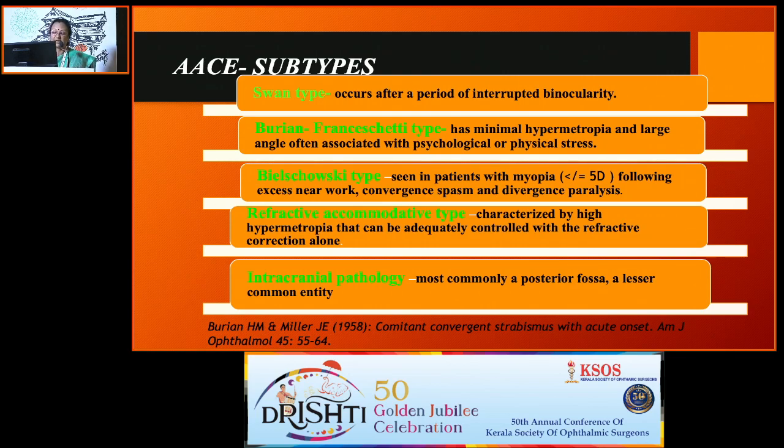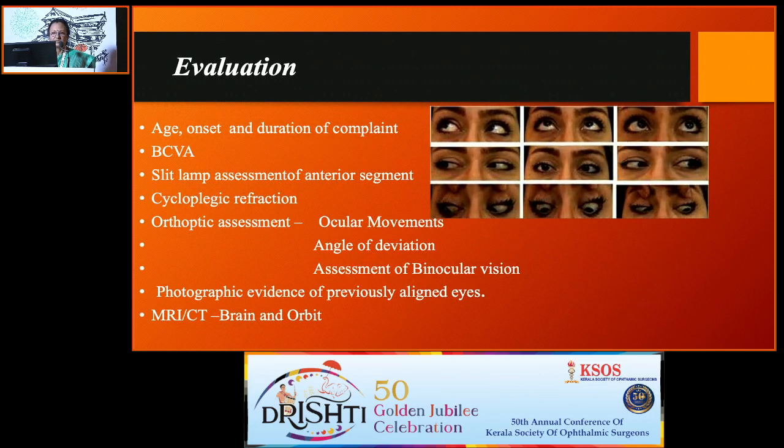mobiles. So it is associated with excess near work and convergent spasm. Less common varieties are the refractive accommodative type, which is controlled with refractive correction alone. And next is the intracranial pathology, which you have to keep in mind in every case. So evaluation should start from the history, the anterior segment, and assessment of binocular single vision. A photographic evidence of previously aligned eyes will give you a very good clue.